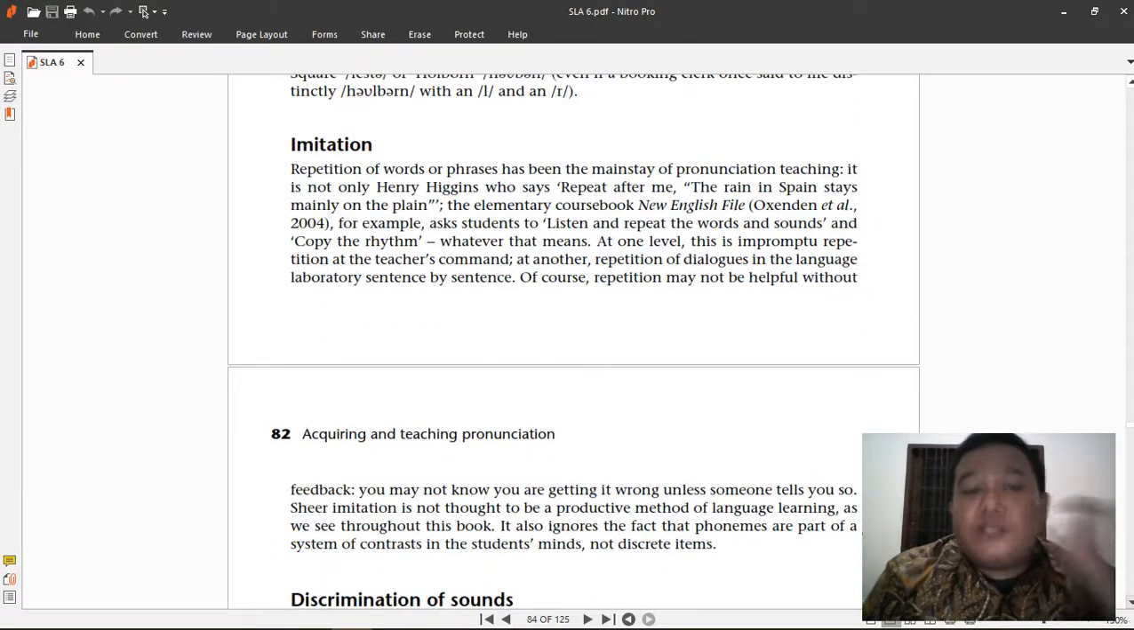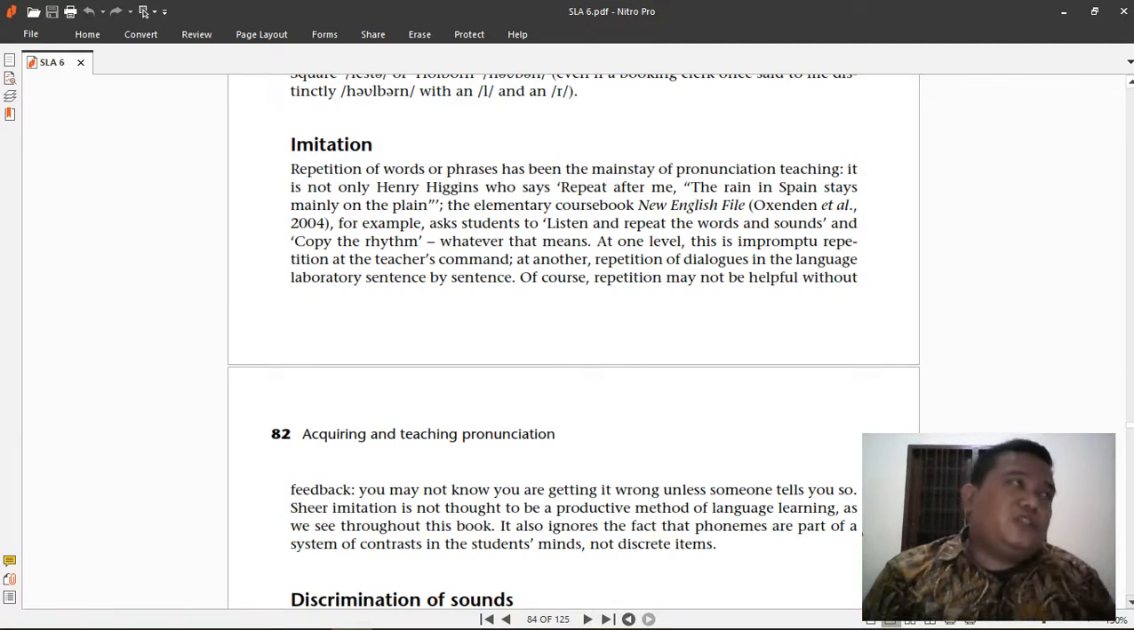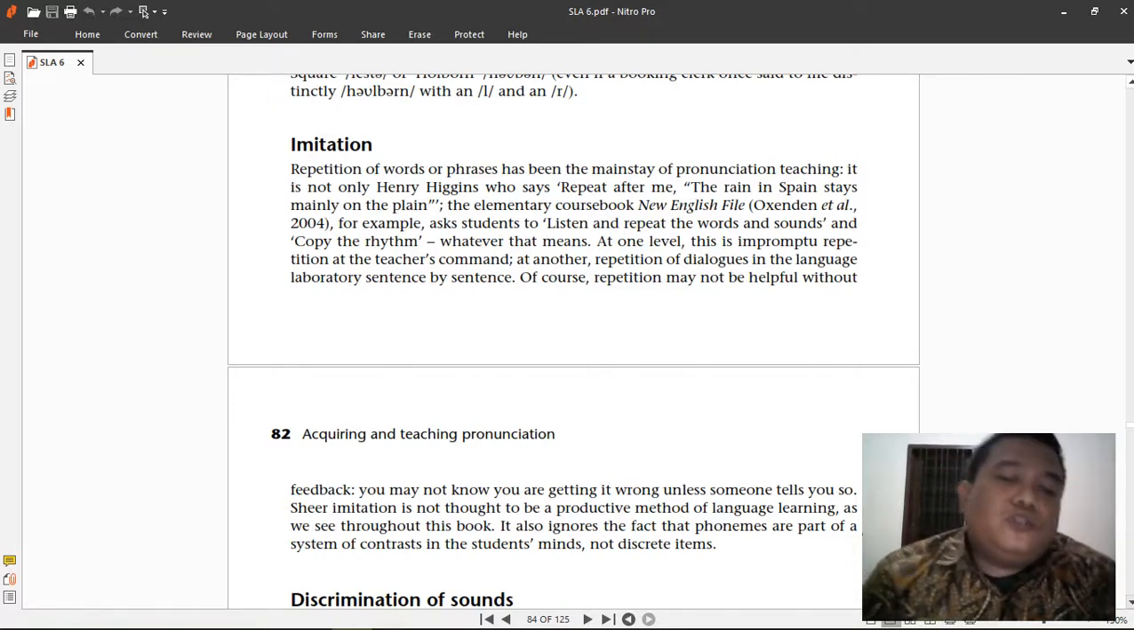And then this one, imitation. Repetition of words or phrases has been the mainstay of pronunciation teaching. It is not only Henry Higgins who says, "Repeat after me, the rain in Spain stays mainly on the plain." Okay, so imitation is like asking students to repeat after you. So this one is good for students who are still learning English from the basic.